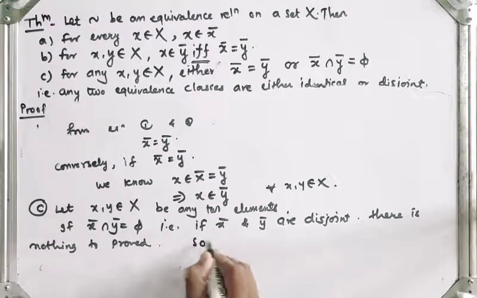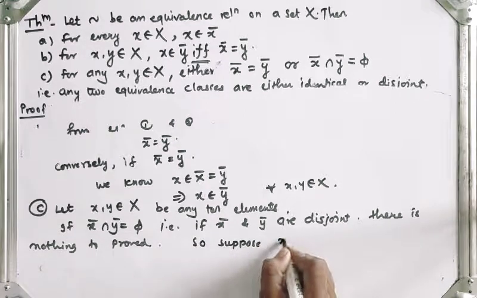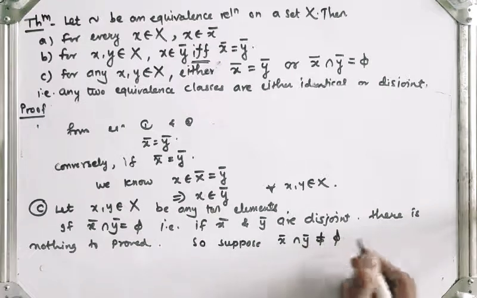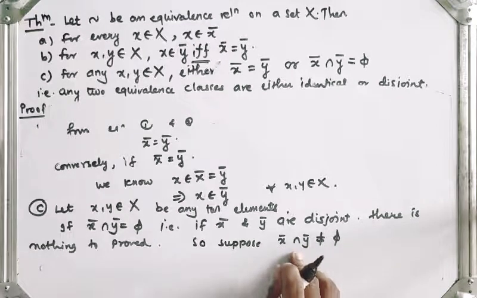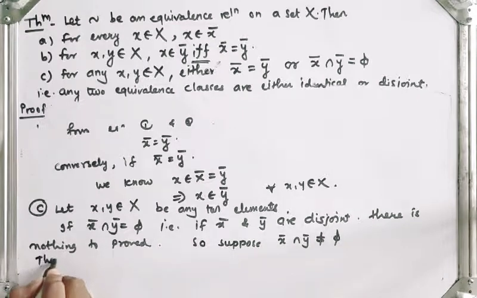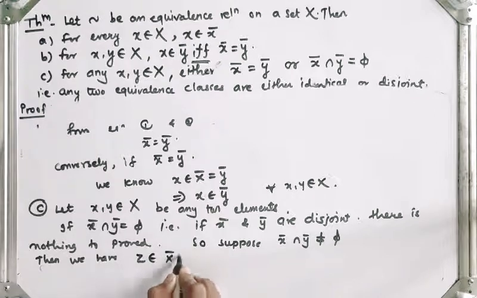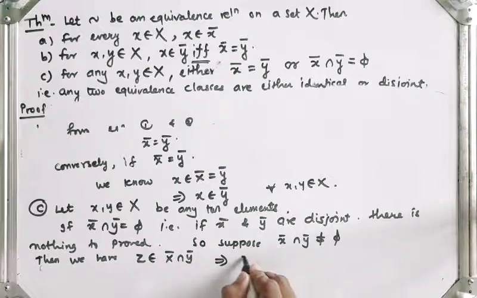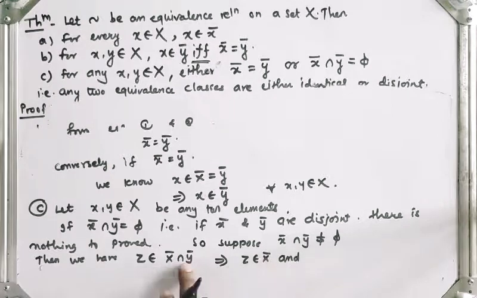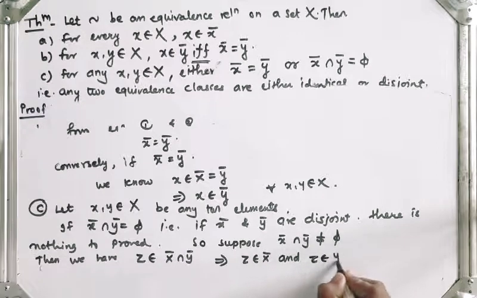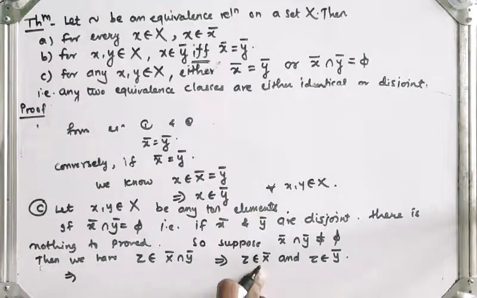So suppose x bar intersection y bar is not disjoint, meaning there exists an element. Suppose z belongs to x bar intersection y bar. Intersection means a common element between these two, so z belongs to x bar and z belongs to y bar. So which implies that z belongs to x bar. So here we have proved the previous theorem.